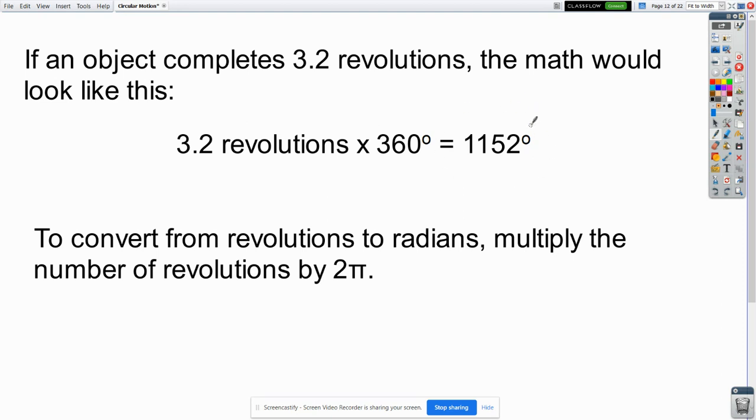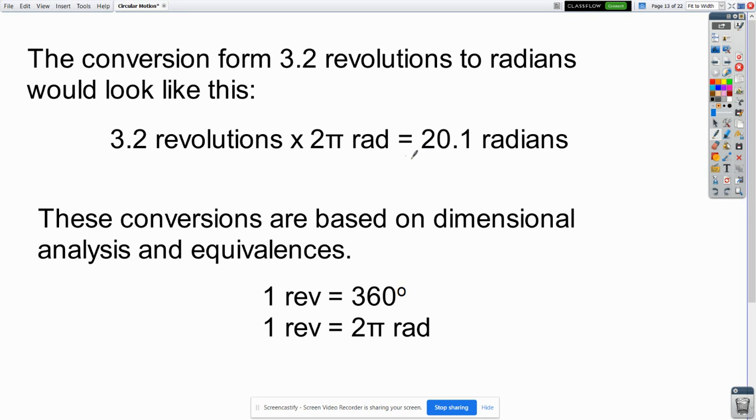Degrees tend to produce relatively large numbers, particularly when the object is undergoing several revolutions. So you don't see them used quite as often in physics, especially upper level physics, as you do radians. Radians will produce a much smaller number because all we're going to do is take the number of revolutions times 2 pi, or 6.28. So instead of multiplying by 360, we multiply by 6.28. Gives us a much smaller, more manageable number. So oftentimes you do see radians used more often in higher level physics classes than you do degrees. And again, it does keep the numbers smaller and a little tidier and easier to work with.